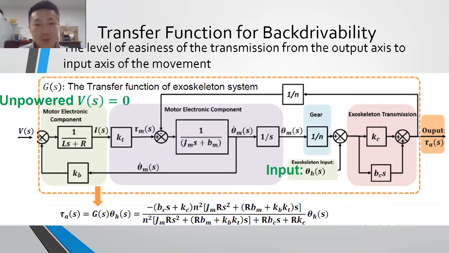Another most important parameter is backdrivability. Basically, backdrivability is the level of easiness of transmitting movement from the output axis to the input axis. We noticed that large backdrivability means low resistance forces. So when the device is off and we have a large backdrivability number, walking without any support will be easier. And here is the transfer function for how to derive the backdrivability.